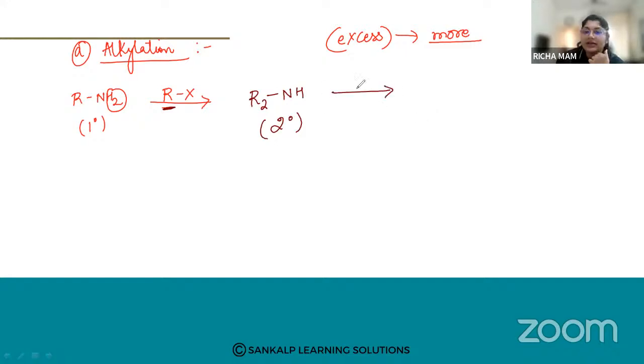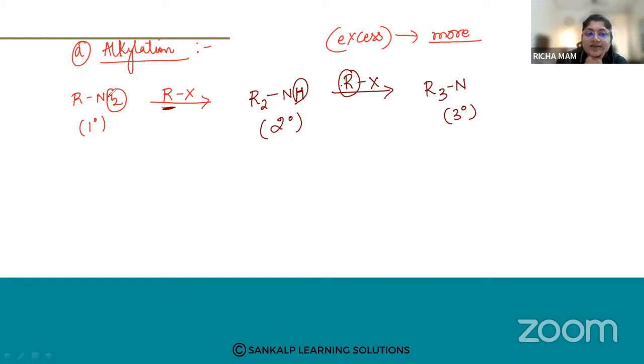Now again, in the next step, we react it with alkyl halide. At each step, the alkyl halide is going to react, and whatever hydrogen atom is there is replaced by the alkyl or aryl R group. So now you are going to get R3N, because this hydrogen is replaced by the R group. So I get a tertiary amine.